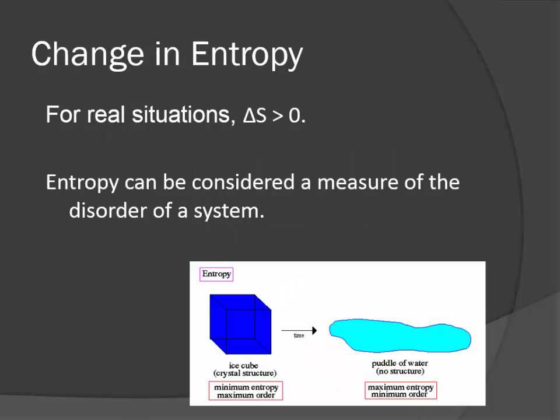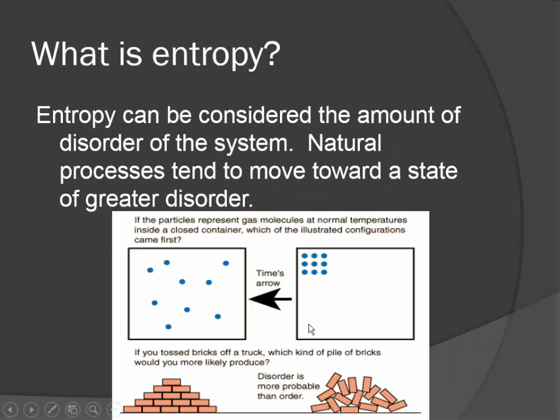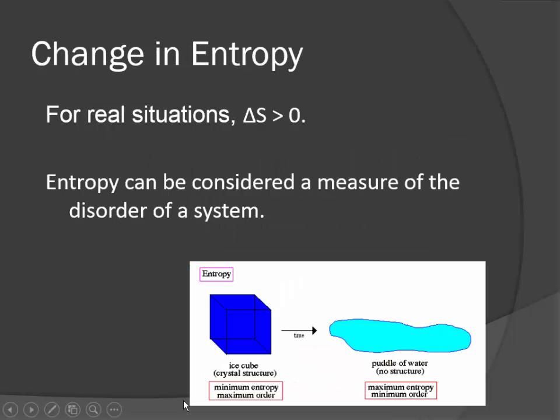Here's another example of entropy. If you tossed bricks off of a truck, what kind of pile of bricks would you most likely produce? Probably the one over here on the right. It's highly unlikely that they will form this perfect structure that they show in this picture over here on the left.